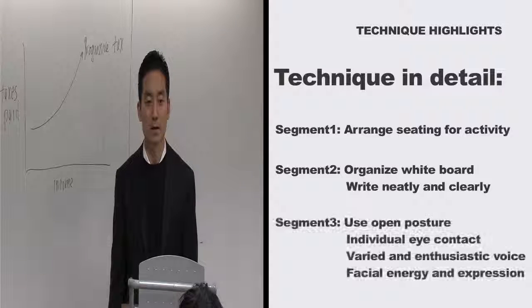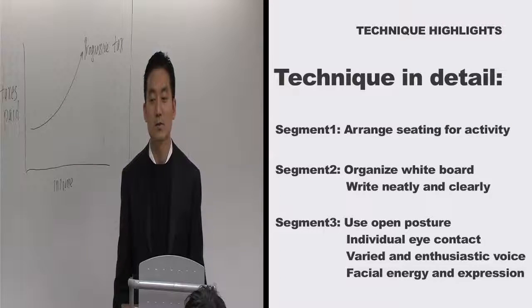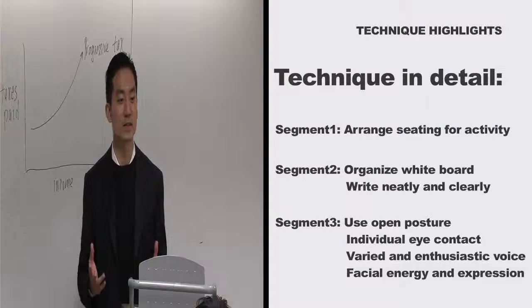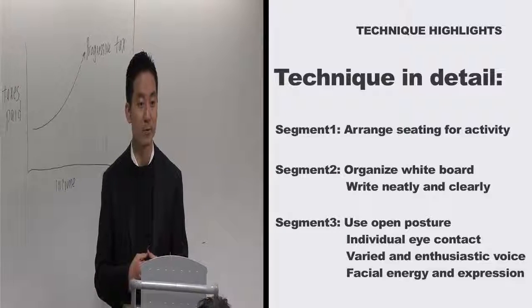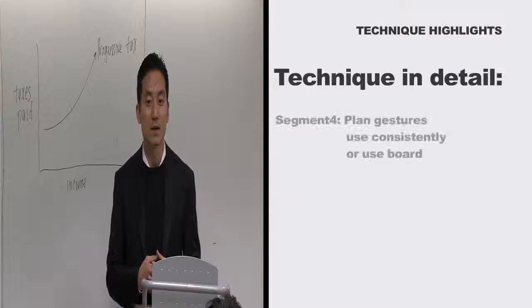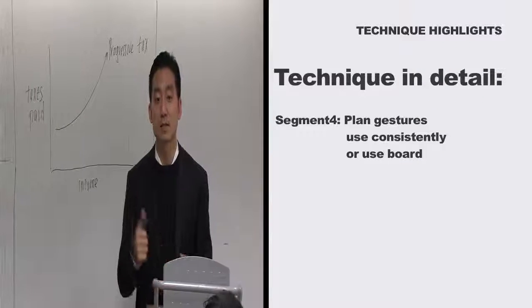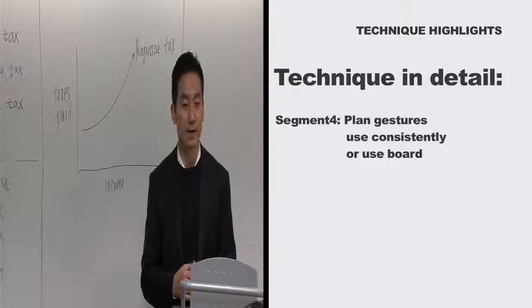He used an open posture, eye contact with individual students, varied intonation and enthusiasm, and facial energy and expression to convey meaning. So these poor Estonians, 24% tax and not enough money to pay for their government bills. He planned his gestures and used them consistently throughout the class to echo progress, process, content, and desired behavior. You can see there are pros and cons of a flat tax.